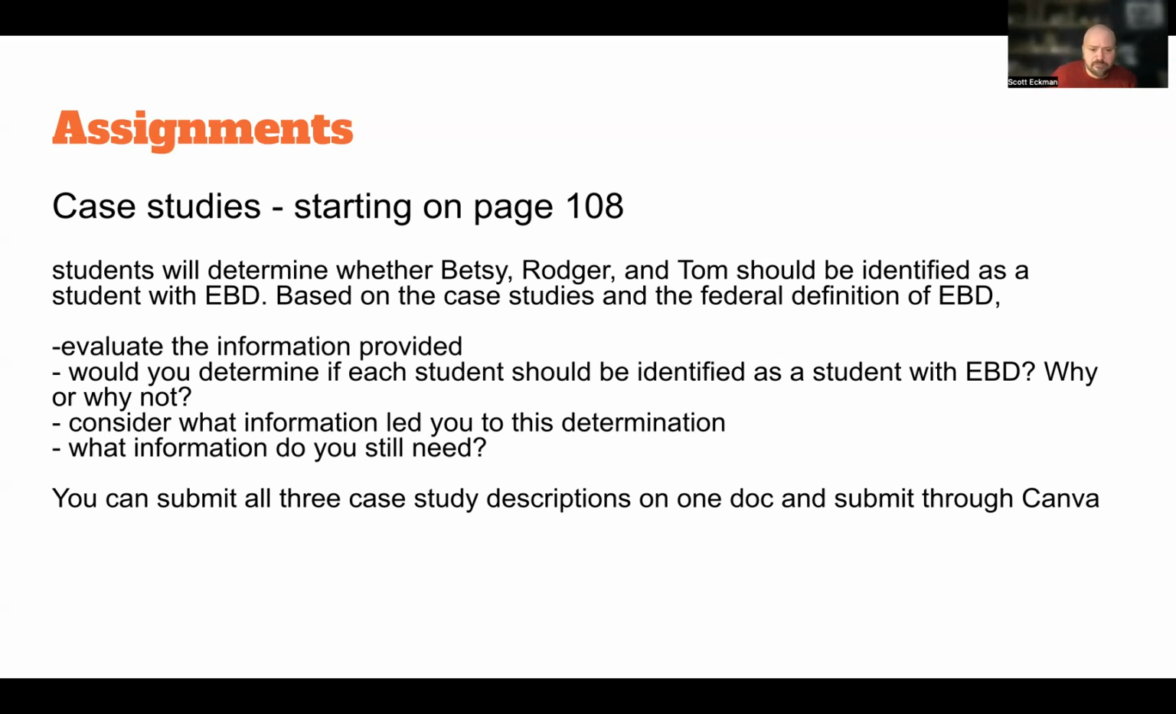Note that this is a really brief description of each student. We are not going to be making identifications in the real world based on just the information we have, but it gets you thinking about some of the different factors that we have to think about. So for this assignment, a couple of paragraphs per kid. I'm thinking roughly, if you put it all on one Google Doc or one document and submit it through Canvas, it'll probably end up being a page or 2 total, or maybe a little bit more. But think about those case studies and come up with what you think.